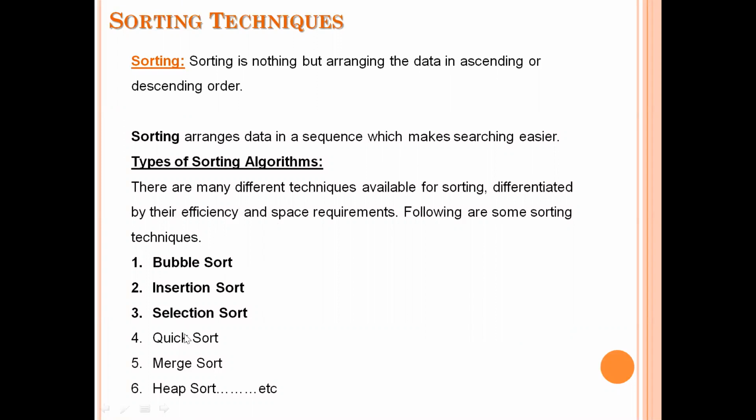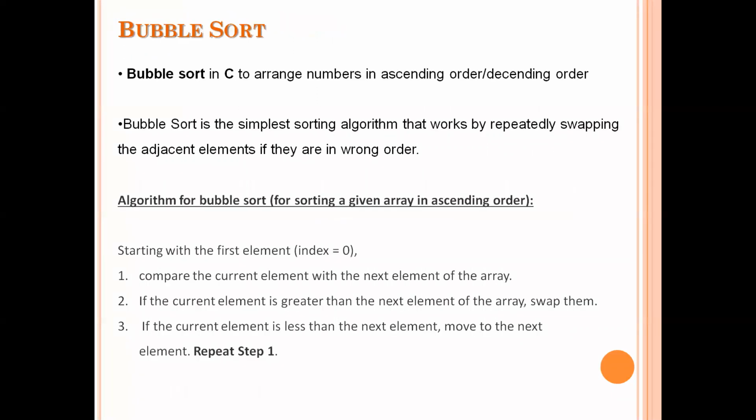All these sorting techniques are called internal sorting techniques. Here all these sorting techniques run inside the primary memory only. That is the reason why we call them internal sorting techniques. Let us see the bubble sort algorithm, how to sort the numbers in ascending order or in descending order using bubble sort. This bubble sort algorithm is the simplest sorting algorithm that works by repeatedly swapping the adjacent elements if they are in the wrong order.